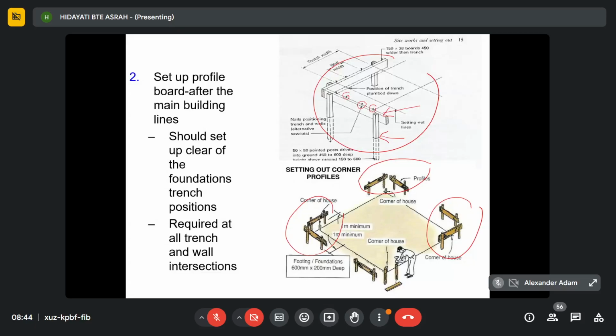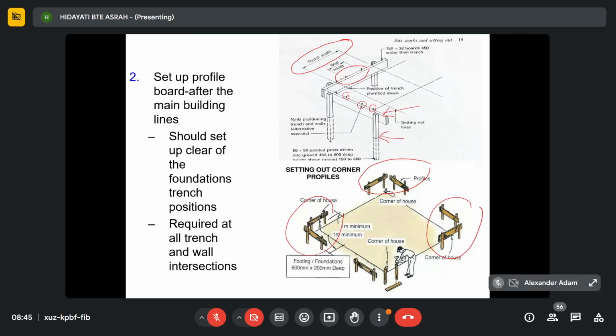And not only do you need to set up the profile board for the building area, but for any foundation, if there's a foundation wall, you also need to set up the line and put the peg and profile for this structure as well. Example here, if you see from the top picture, this is the line mark for the trench width. If you have a wall, then you have to mark the wall width on the profile board.